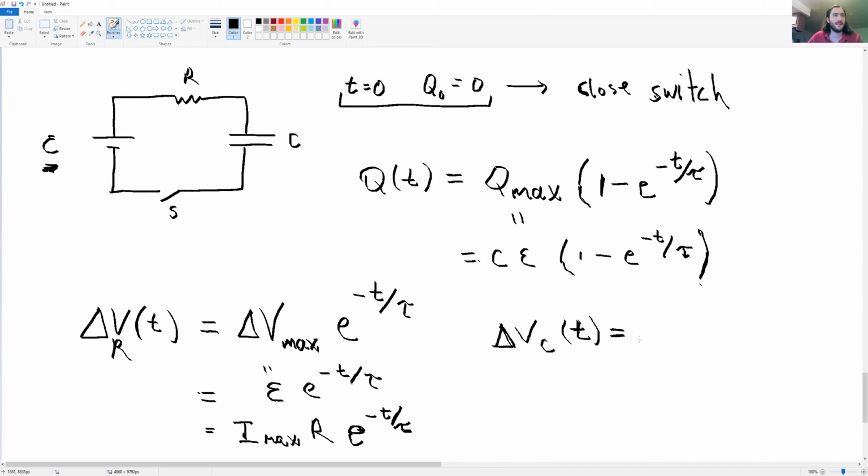Okay, that's 15 seconds. That was most of you. The voltage on the capacitor is increasing with time. So it's going to be E times 1 minus e to the minus t over tau. That's the answer.